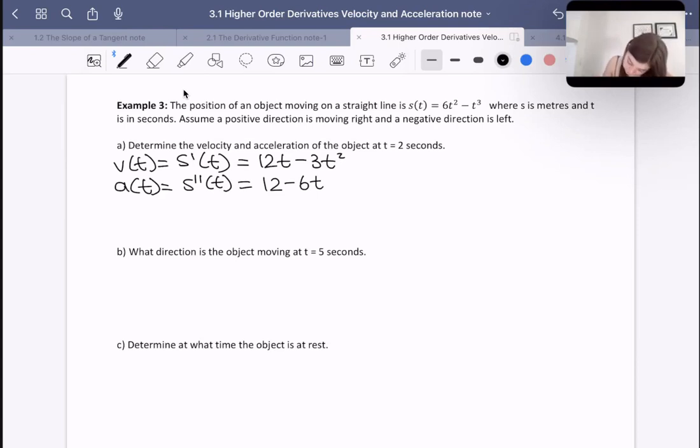So v of 2 is equal to 12 times 2 minus 3 times 2 squared, which is 24 minus 12, which is 12.